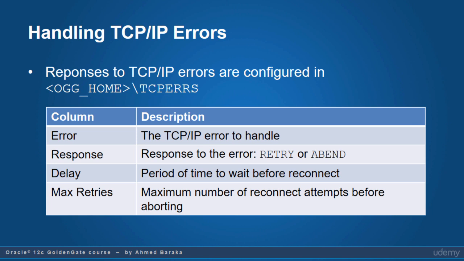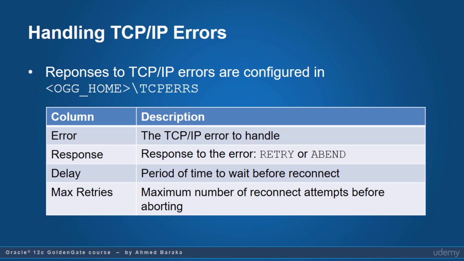You can configure Oracle GoldenGate to handle the errors that are raised at the TCP/IP level using the file tcperrs, which is located in the Oracle GoldenGate root directory, and it can be edited using any text editor. The structure of this file is simple. It has 4 columns, and you edit the value of the last 3 columns to define how GoldenGate should respond to any TCP/IP error.